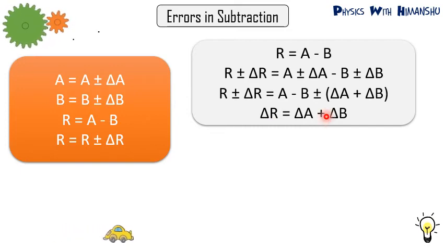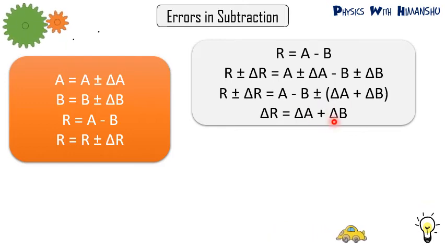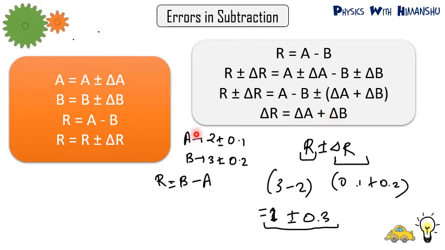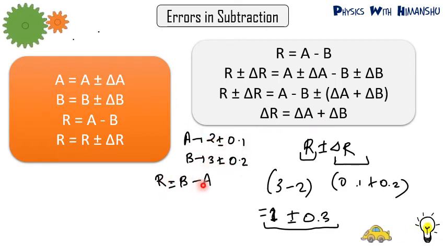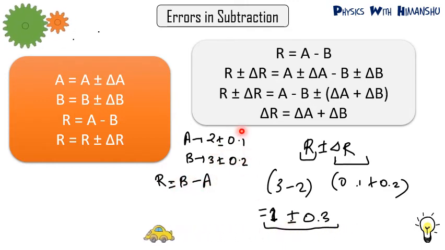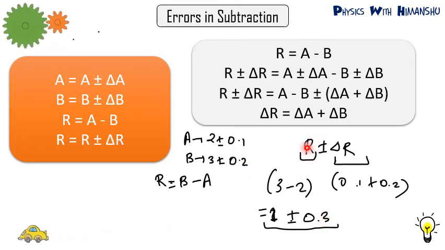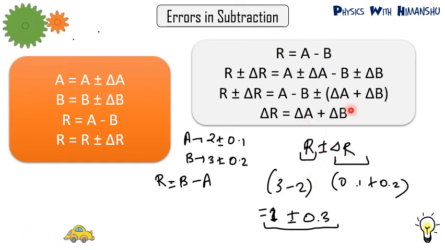Remember that we have to find out the maximum error associated. So we will always add up the errors. So if we take this example, suppose A is 2 plus minus 0.1, B is 3 plus minus 0.2, and R is B minus A. So value of R will be B minus A, that is 3 minus 2, that is 1, but error will get added up. So 0.2 plus 0.1 is 0.3. So to calculate value of R, you have to use the mathematical formula. But to calculate value of error, you have to add the error even in subtraction also. So in addition or subtraction, errors will always get added up. You have to remember this thing.